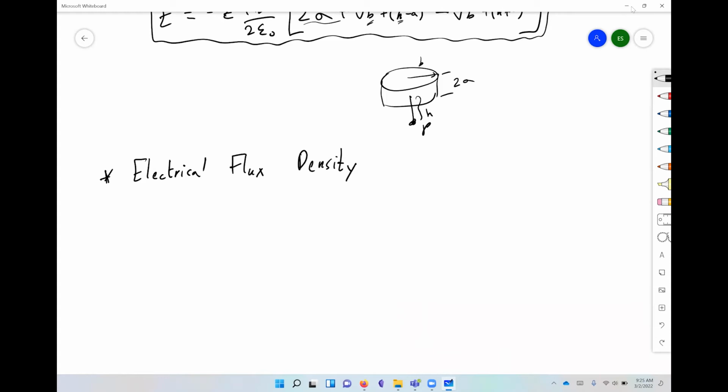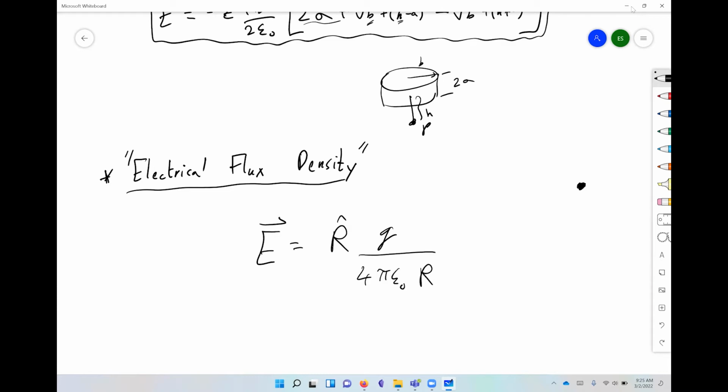This is nothing new. This is just a new way of representing the electrical field. So the idea is that, if you remember, the electrical field around a point charge is R hat Q, the value of that charge, over 4 pi epsilon naught R squared. This epsilon naught is the way we introduce the constant. There is a constant in Coulomb's law, and this constant depends on material.